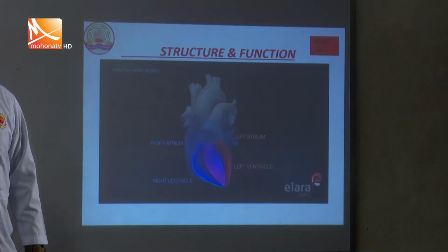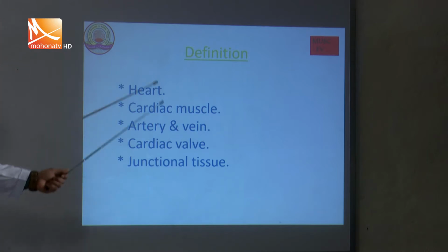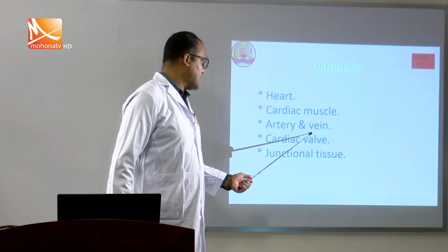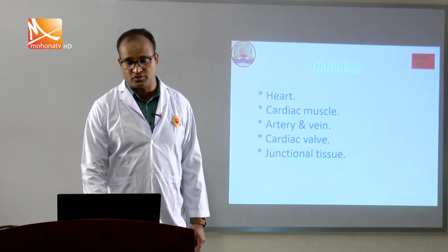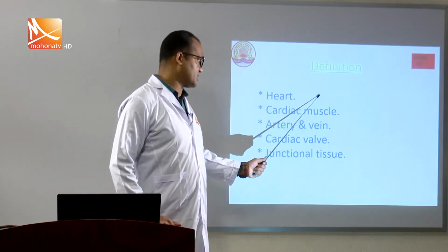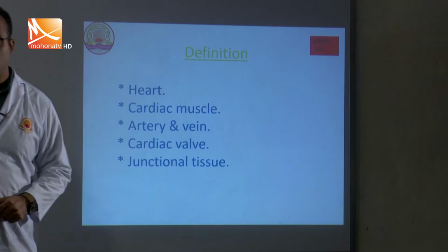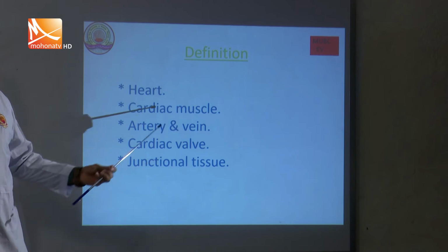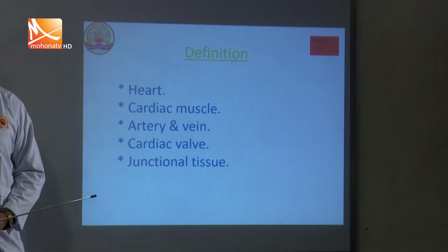Firstly, we know some definitions of the human heart. That means what is the heart, what is cardiac muscle, what is an artery and a vein, and what do you mean by cardiac valves, and also the junctional tissues. So, the human heart is a hollow muscular organ that pumps blood through the blood vessels into the whole body. And cardiac muscles: the human heart consists of some involuntary muscles. They are called the cardiac muscles.